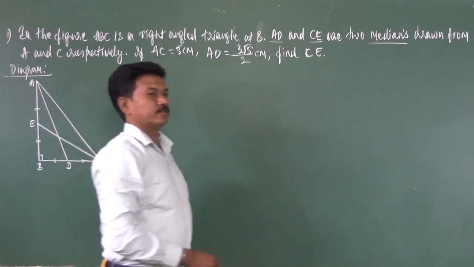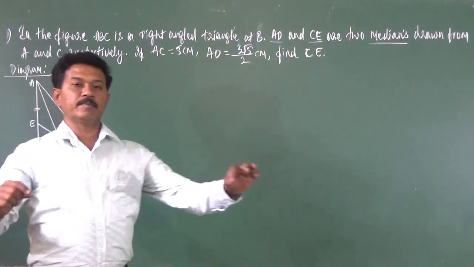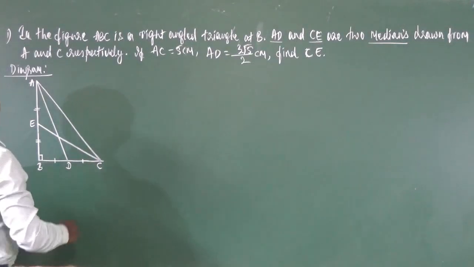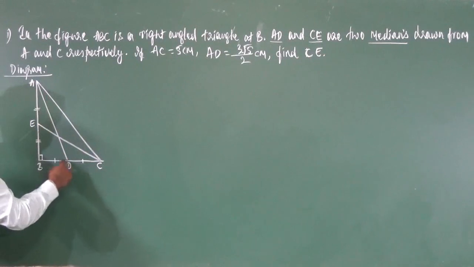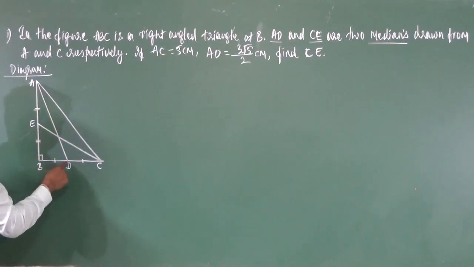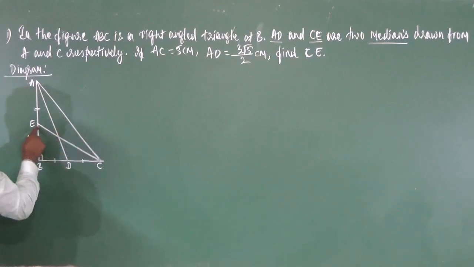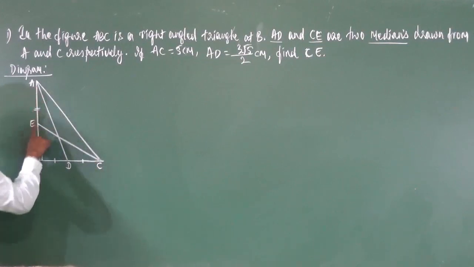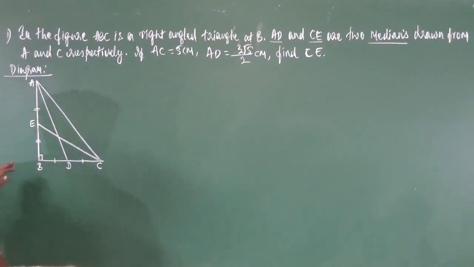A median is a line drawn from the vertex of a triangle to the base, which divides the base into two equal parts. That's called a median. So AD and CE are two medians drawn from A and C. From A, this is the median, that is AD, drawn to the base BC, so it divides BC into two equal parts. Again, CE is another median drawn from the vertex C, so it divides AB into two equal parts, that is AE and EB. I have designed the same manner here also.